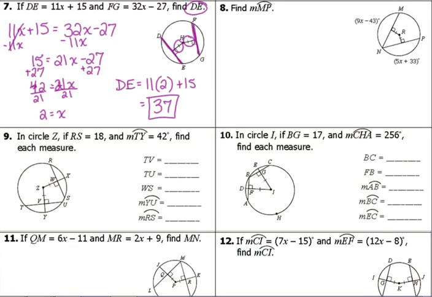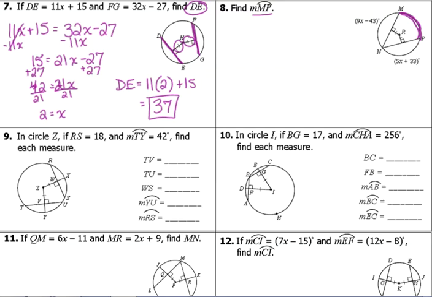Number 8 says, find the measure of arc MP. So that is this part of the circle. Now, there's nothing marked on that part of the circle. That doesn't mean we can't figure it out. We're just going to have to be a little bit more creative.